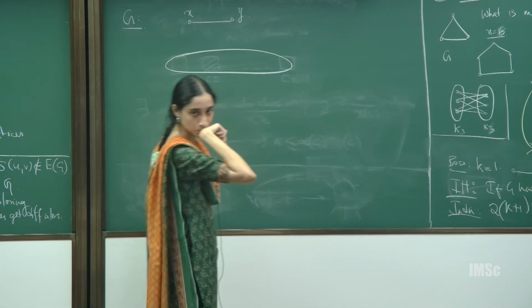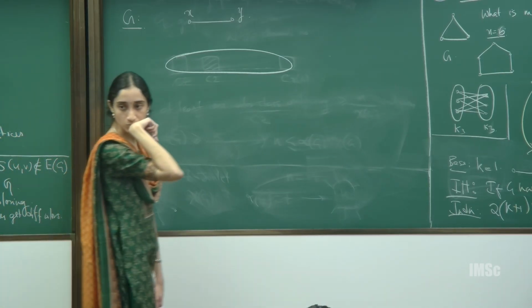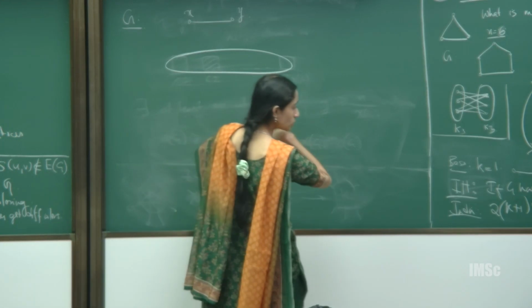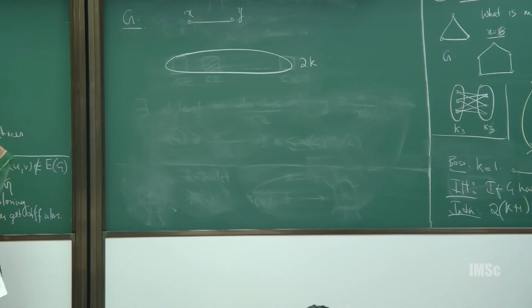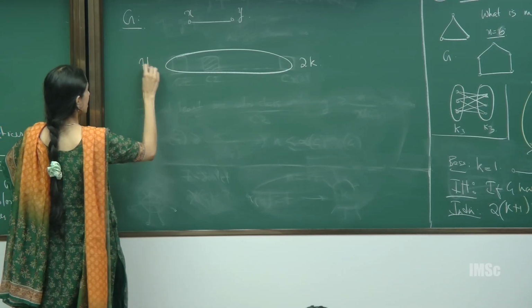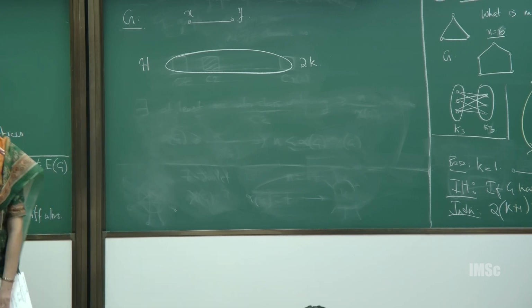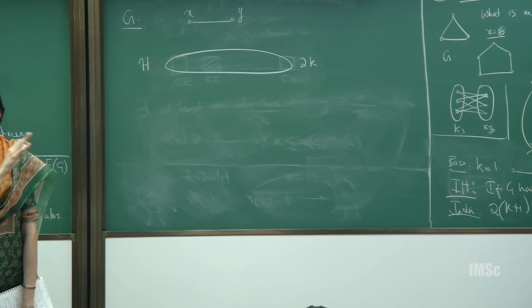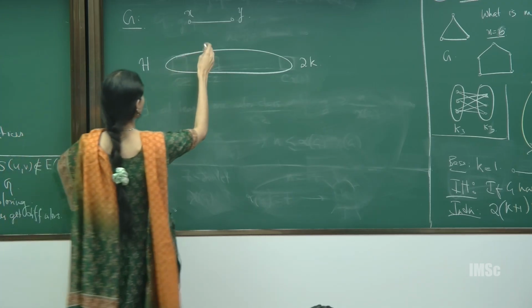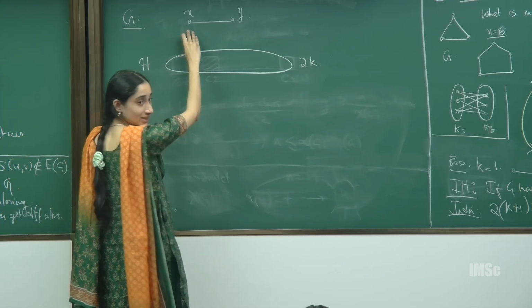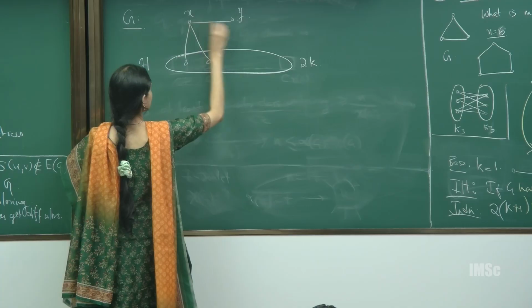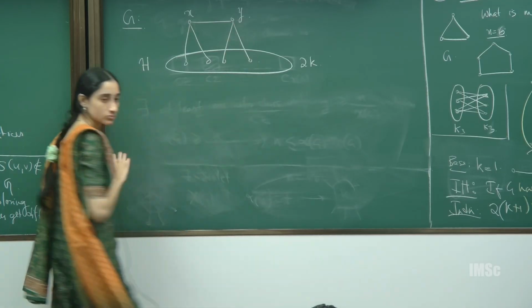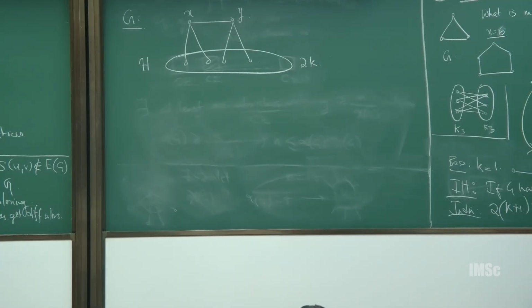How many of them are there? 2k plus 1 vertices were there. So let us call this part of the graph H. Together this was G. Is that okay? X has some adjacent vertices, one of them is Y, and then there can be some other neighbors. Where will they be? In H. And Y also has some neighbors. So now what can you say? From here on I think you should take.